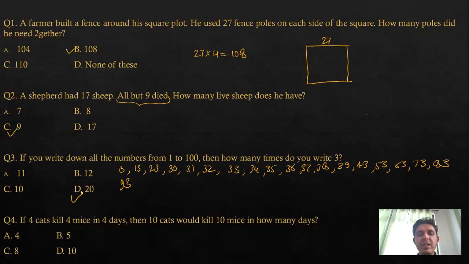So the question can be asked: how many times is any number apart from 0 written when you write the numbers from 1 to 100, right? So the answer will always be 20.